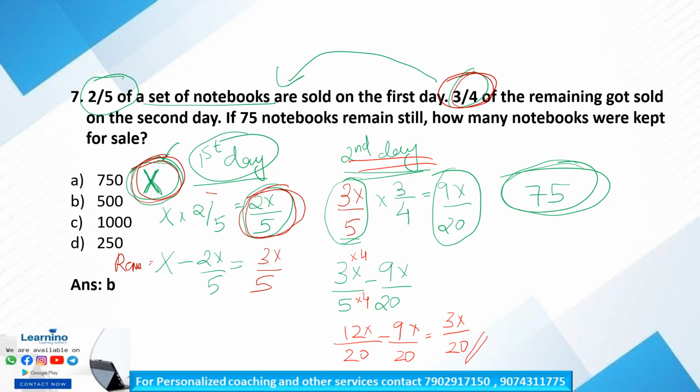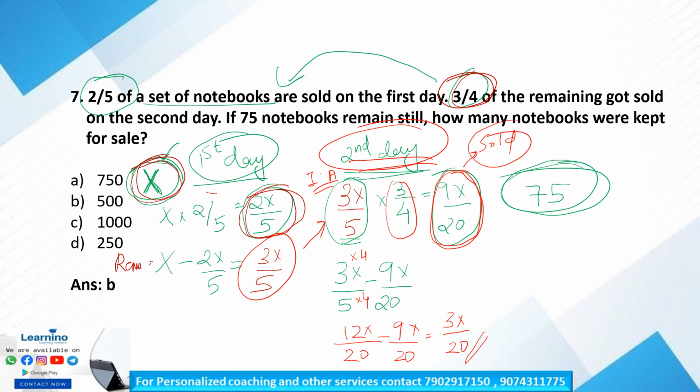Initially on the second day, first we have 3x by 5, that is the remaining of the first day. 3 by 4 of the notebooks are sold, so 9x by 20 are sold on the second day. So the remaining is the initial amount of notebooks on the second day minus the sold amount, we will get 3x by 20. This is the remaining number of notebooks on the second day.